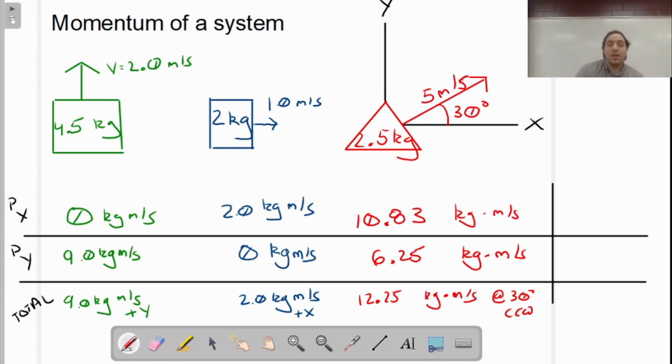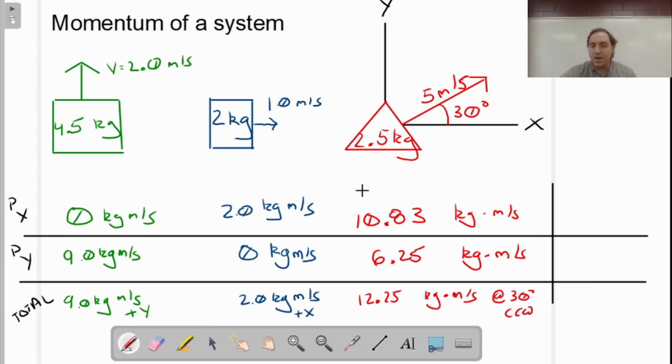It's adding vectors, except the vector we're adding in this case is the momentum vector, not a vector of newtons or velocity. So, for instance, the green box here has a momentum of 9 kilograms meters per second up, which means it has an x momentum of 0. The blue had 2.0 kilograms meters per second in the x direction, and in the y direction, it was 0 kilograms meters per second because it wasn't moving in the y. The red one we broke up on the previous page, 10.83 in the x direction, 6.25 in the y direction. And these are the total momentums we found previously.